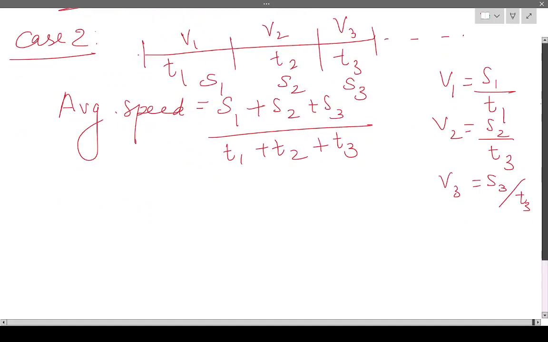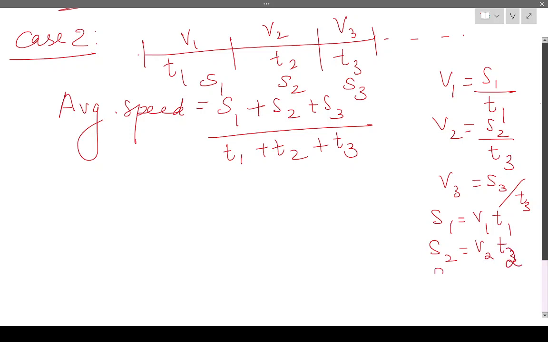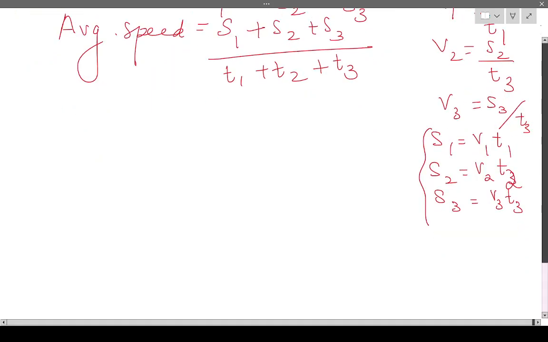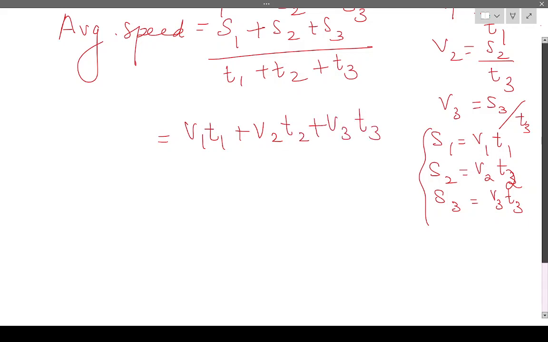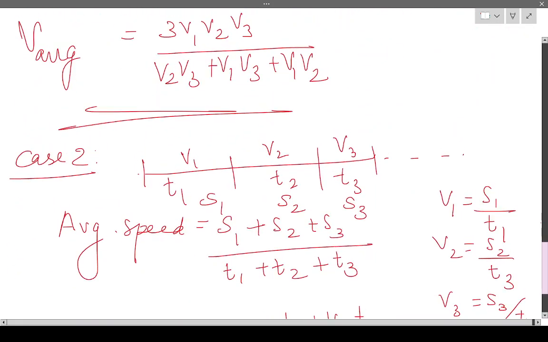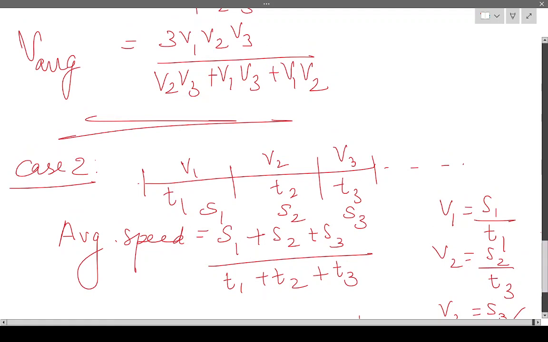Okay. And from here, S1 is equal to, cross multiply, we'll get it as V1 T1. S2 is equal to V2 T2. And S3 is equal to V3 T3. Okay. That you substitute here, you will get it as V1 T1 plus V2 T2 plus V3 T3, whole divided by T1 plus T2 plus T3. Okay. This is your case number 2, covering distances and velocity, time, all those terms are different.